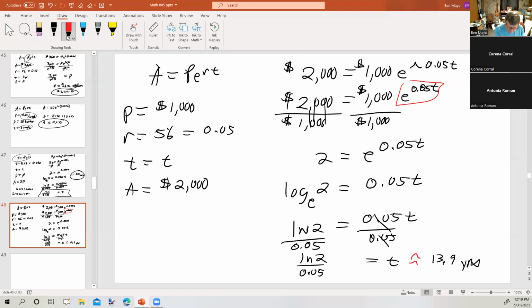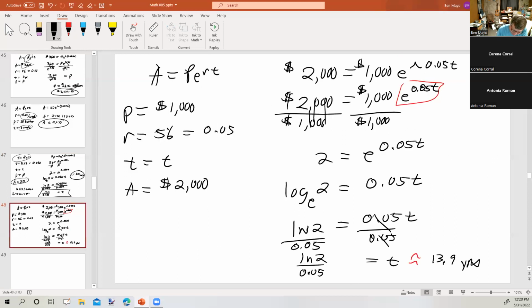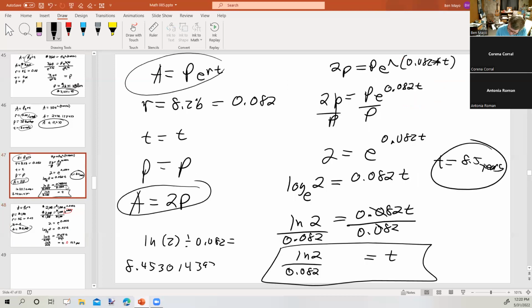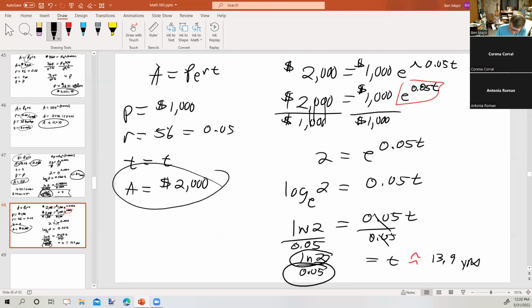Now, I want to point out something from the last two problems. In this problem, we were doubling the population. In this problem, we were doubling the money. Look at the thing that we had before we punched it into the calculator. This one, we have the natural log of 2 over this number. What is that number? The rate. It's r, isn't it? Yeah. Here we have the natural log of 2. What is that number? The rate, r. Which brings us to a shortcut.